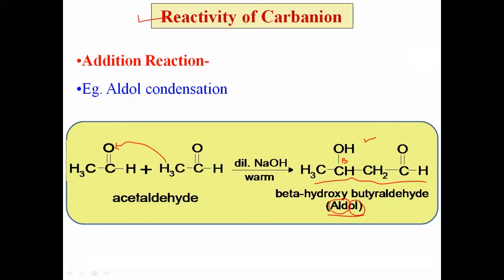Now that reaction is shown by ketones also. Initially, the reaction was studied only for aldehydes, hence the name aldol. But later on, it was discovered that the reaction is also shown by ketones having alpha hydrogen atoms. Now let us see the mechanism of this reaction. Mechanism means a detailed discussion of how the reaction actually takes place.